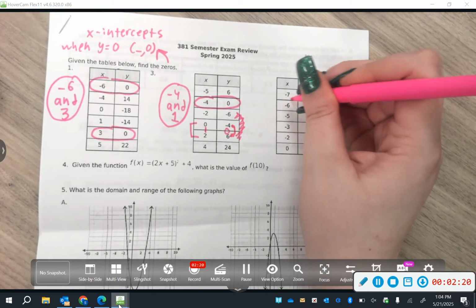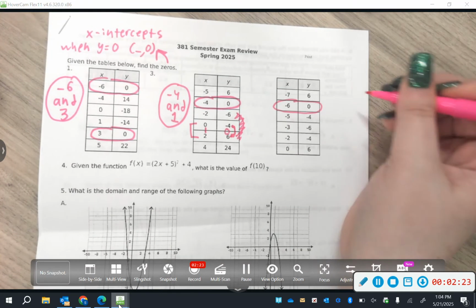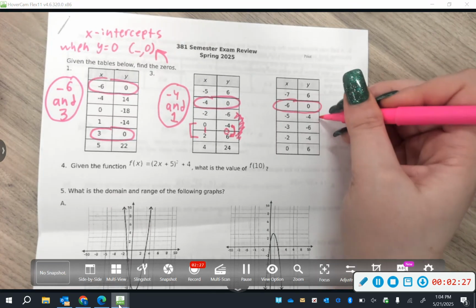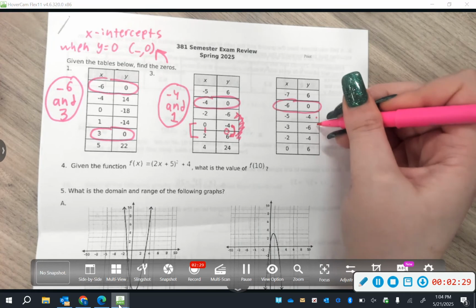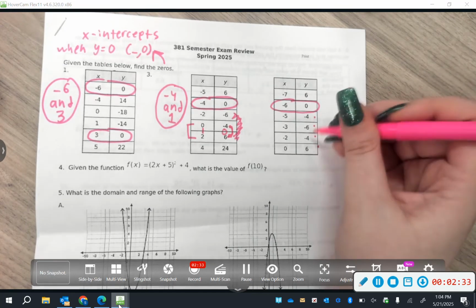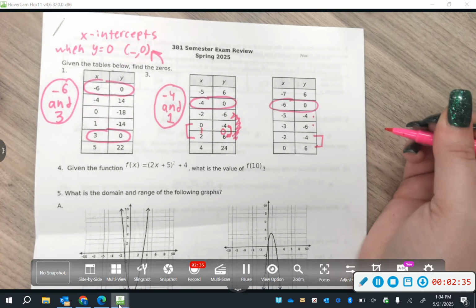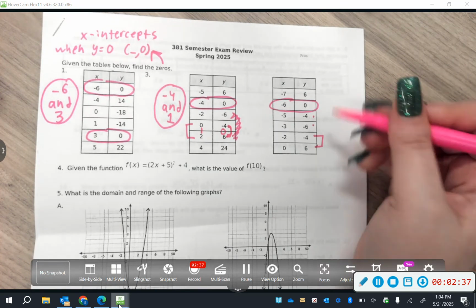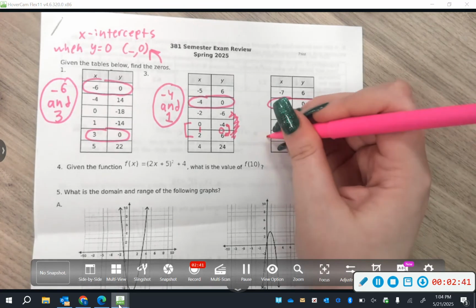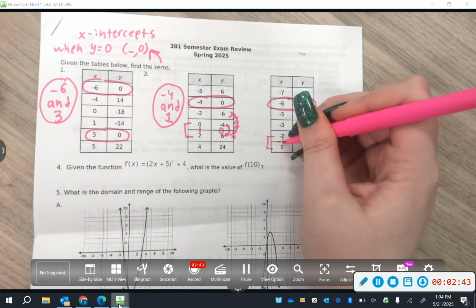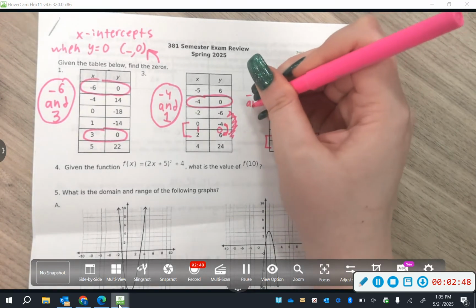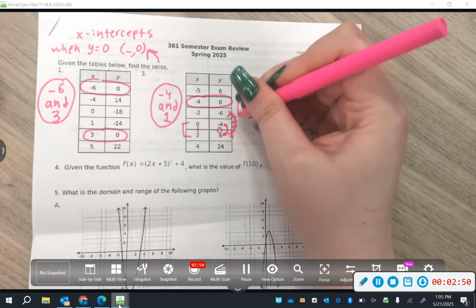So we have one right here at -6, 0. That is a 0. Now I'm looking at our y-axis. We got -4, -6, -4, +6. Right here, we switch between positive and negative. To go between positive and negative, we have to go through 0. So what's between -1 and 0? -1. So this one's -6 and -1.